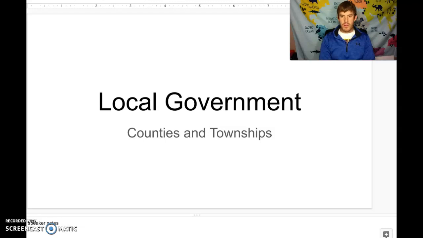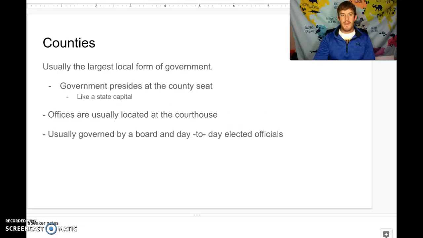We are looking this week at local government, and we're starting off by talking about counties and townships. I'm sure everyone's familiar, but counties are usually the largest form of local government. They have a county seat, which is kind of like the state capital. Obviously, Johnson is our county seat for Stanton County. And their offices, as I'm sure you also know, are located at the courthouse.